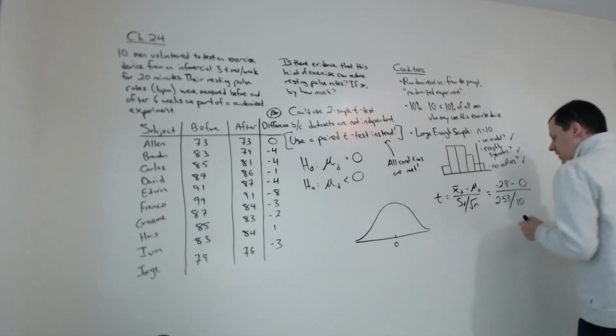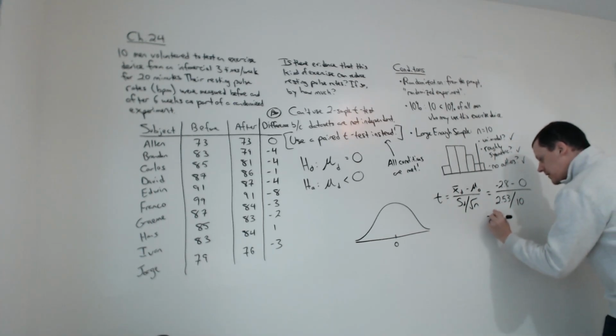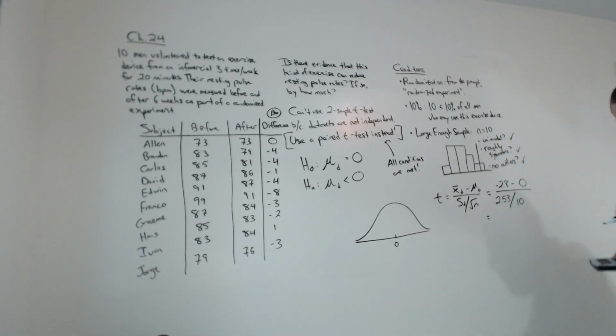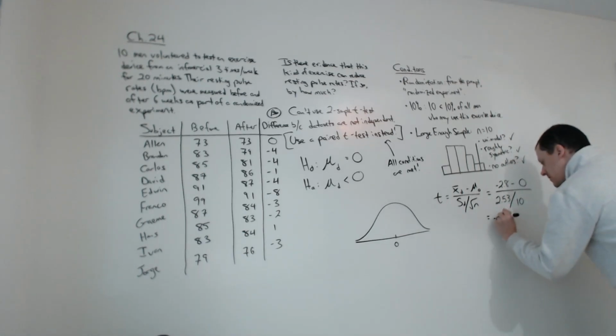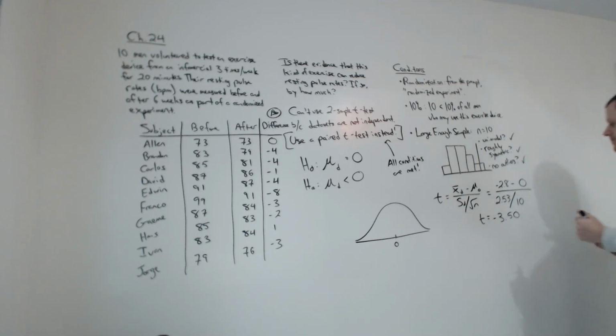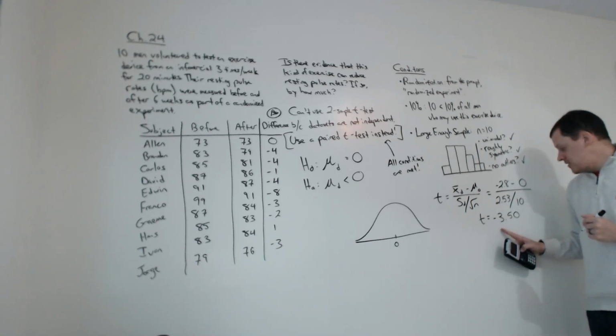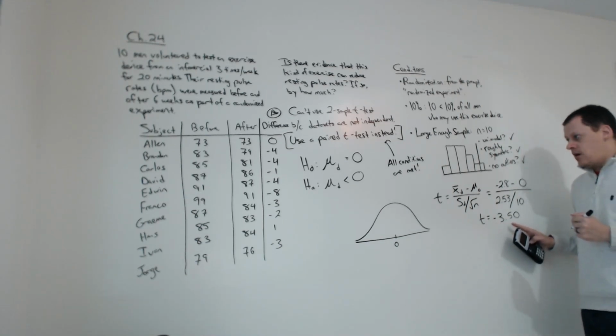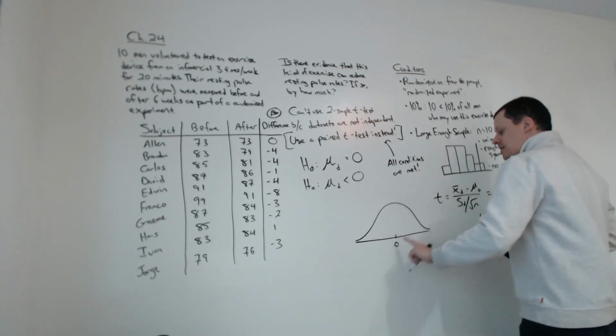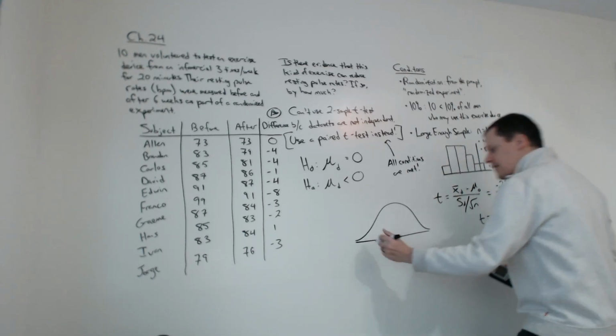So, we calculate our t-score here and we get, what does that give us? About negative 3.50. Negative 3.50. This is a relief to me that we're getting a t-score this small, because that means that our t-score is down here somewhere.